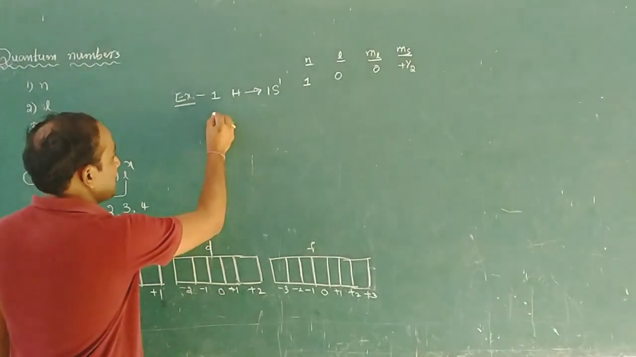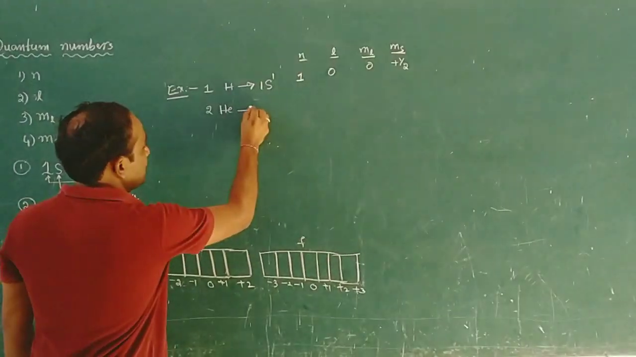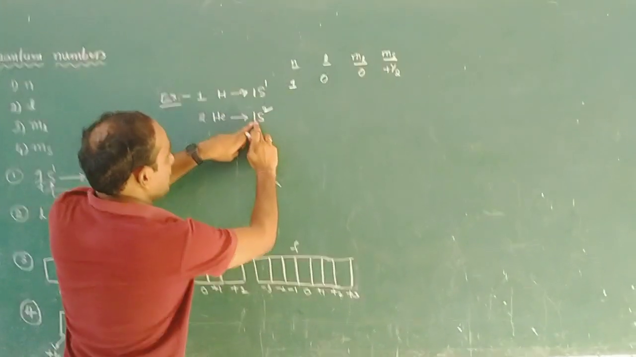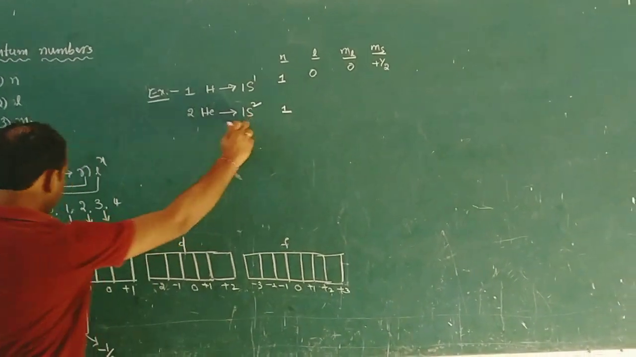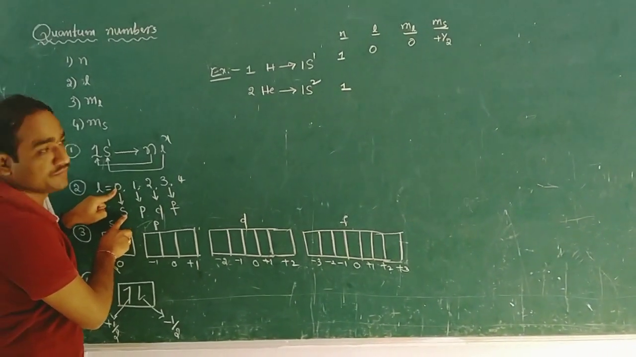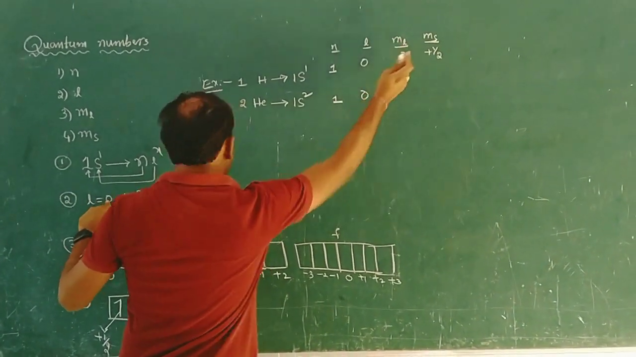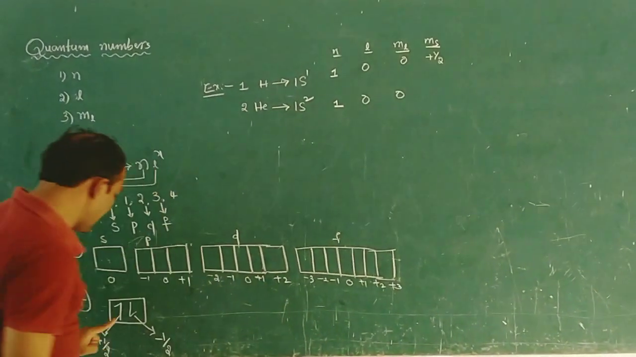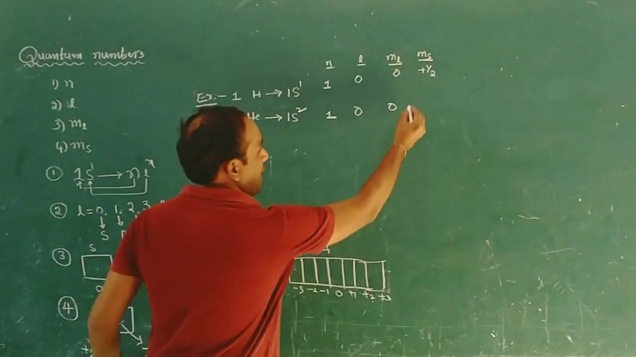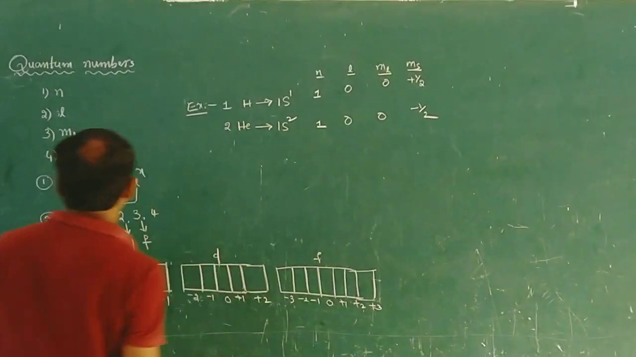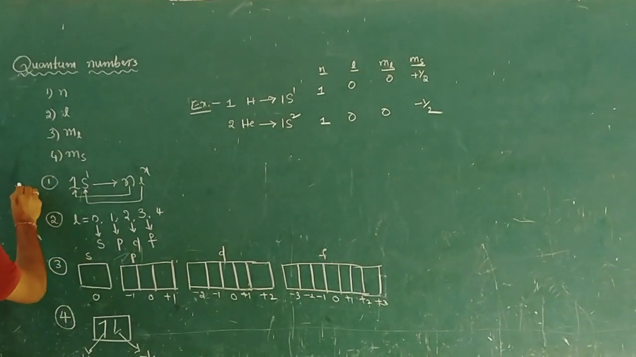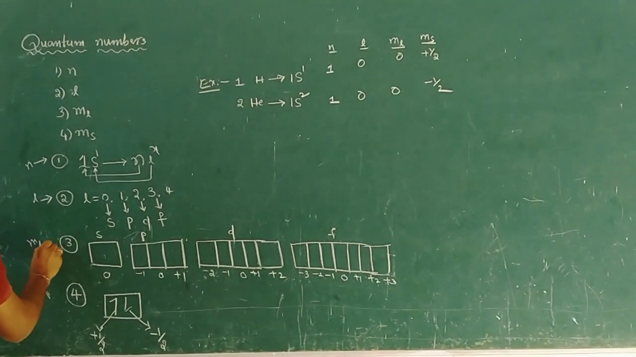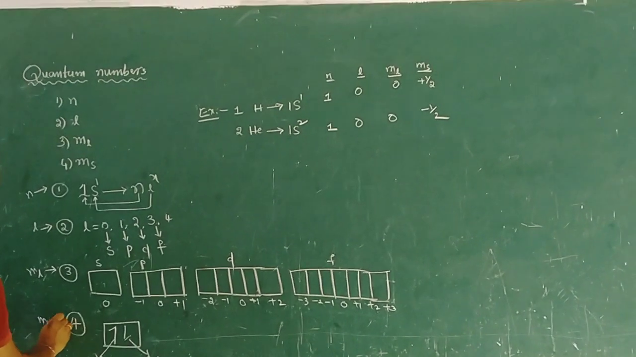Now we are going to write the second atom, helium. 1s2. So the second electron: n value is 1. For l, s becomes 0. And the ml value is also 0. And the second electron is represented -1/2. So here the first one is the n value, this is the l value, this is the ml value, and this is the ms value.